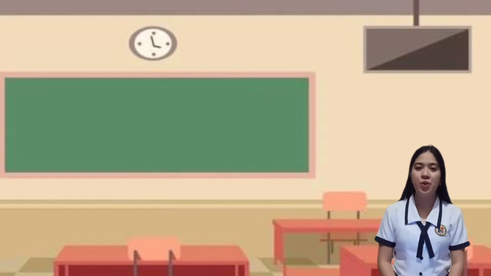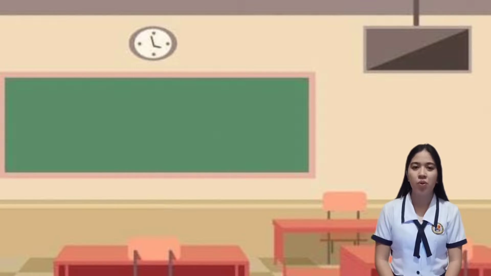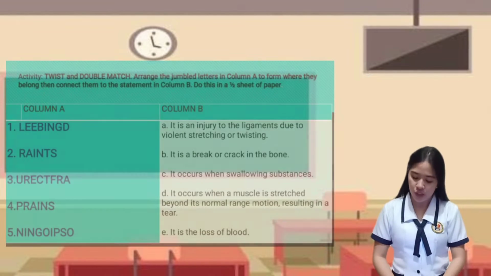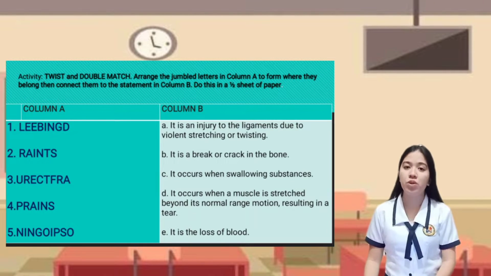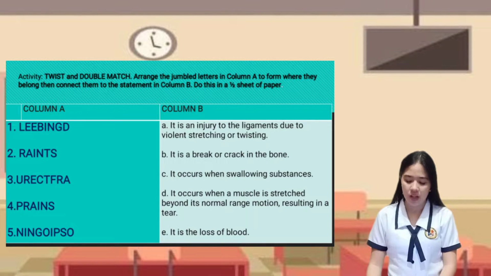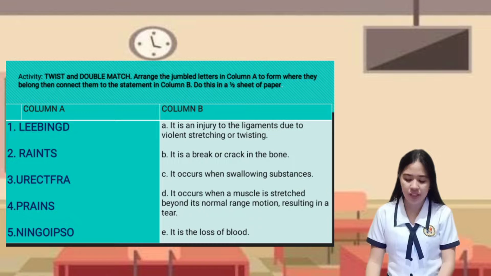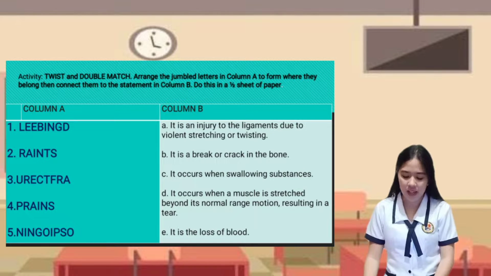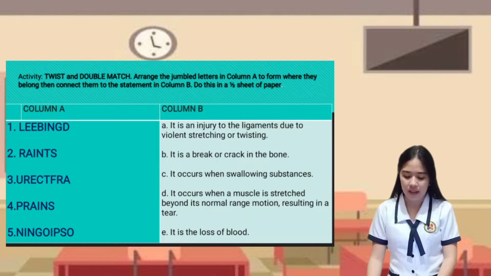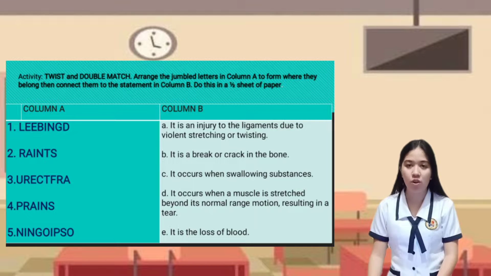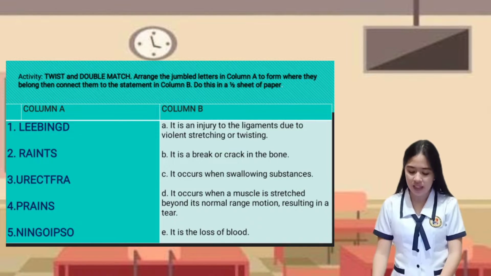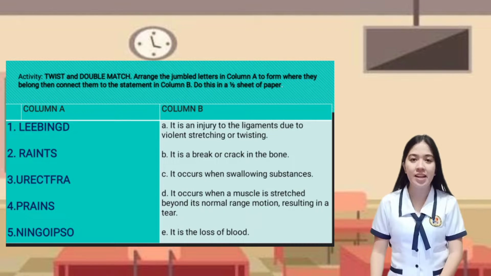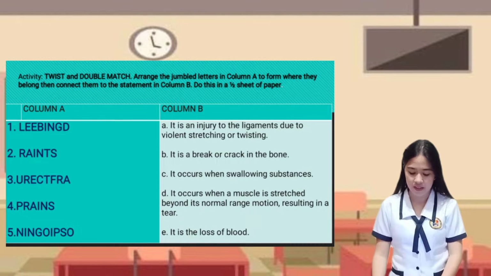So class, before we proceed to our lesson, we will have a short activity. This activity is what we call quiz and double match. Direction: arrange the jumbled letters in column A to form the word where they belong, then connect them to the statement in column B. Do this in one half sheet of paper. Are you ready, class? Time starts now.